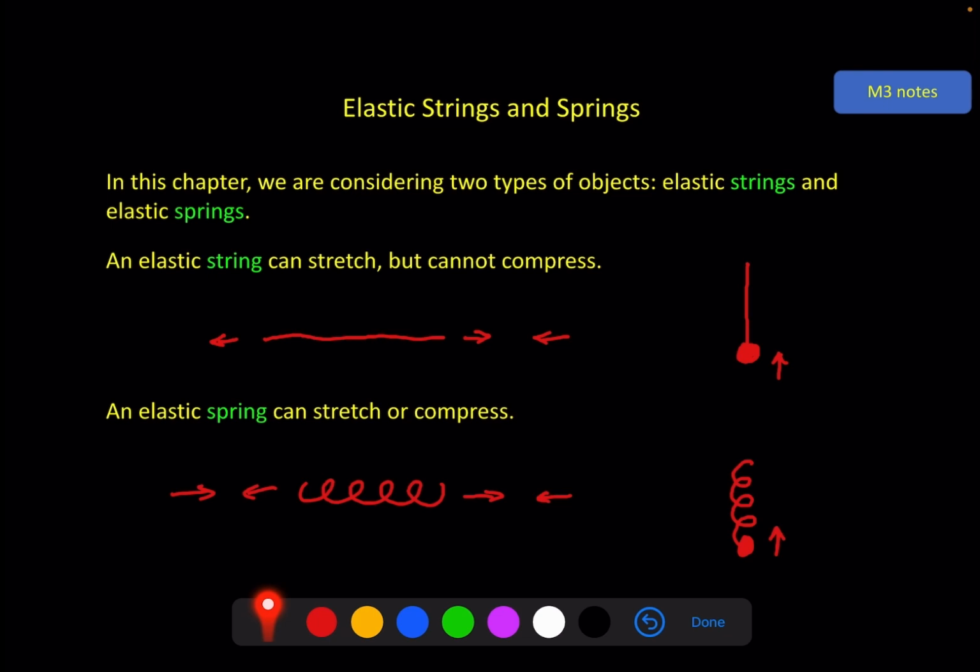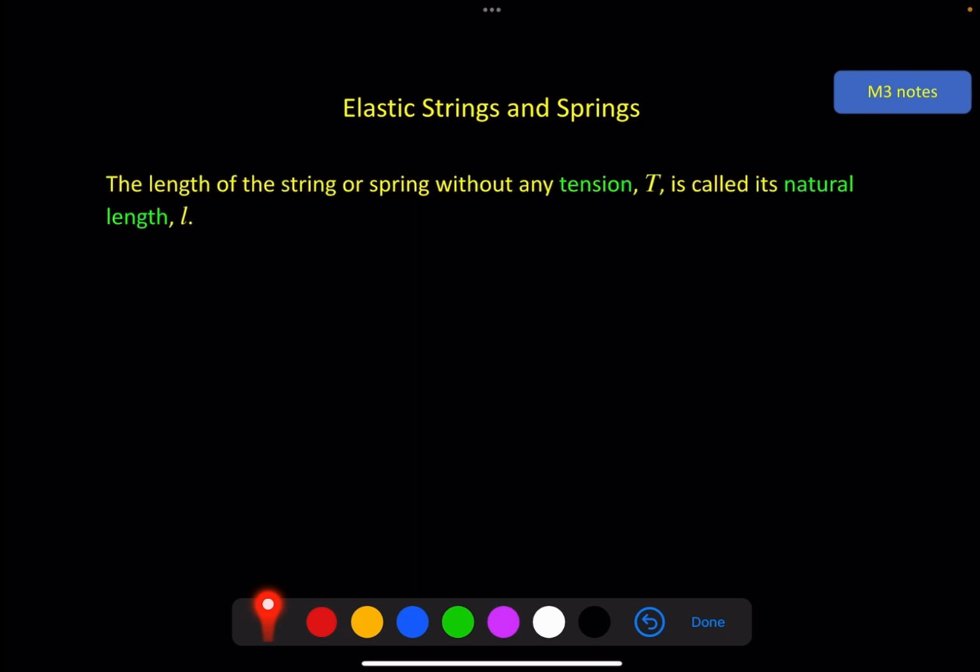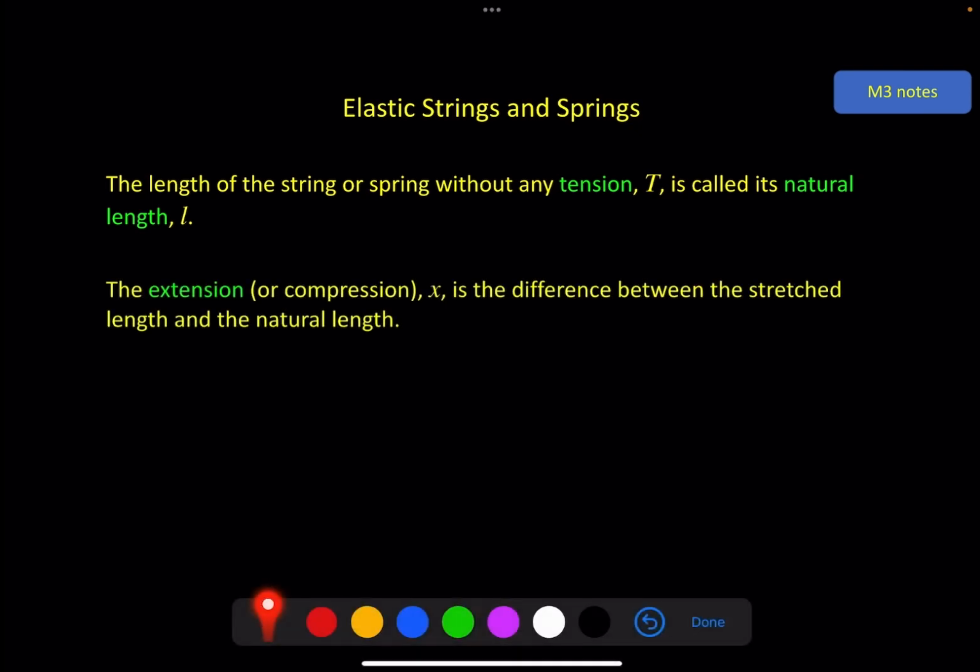We have a few more bits of terminology to go through. The length of the string or spring without any tension is called its natural length. The natural length will be called L. So this is the starting length before you've stretched the string or the spring, or before you've compressed the spring. This is what it would be without any tension. Then if you have extended it or compressed it, the extension X is the difference between the stretched length and the natural length, or the compressed length and the natural length. So X is specifically the extension.